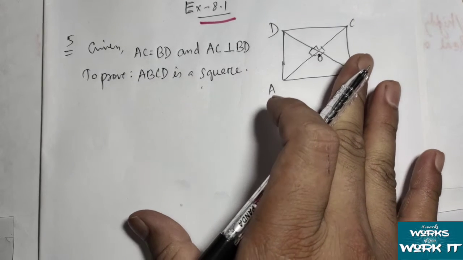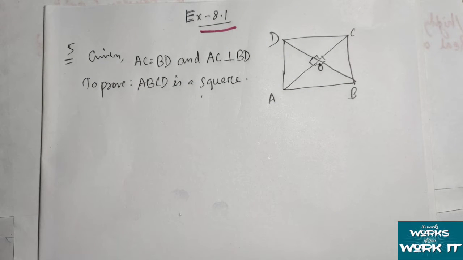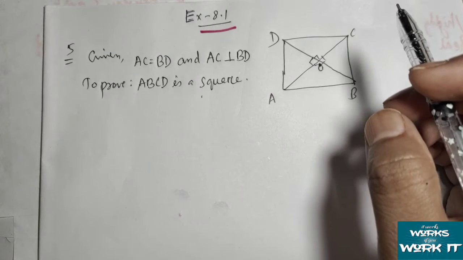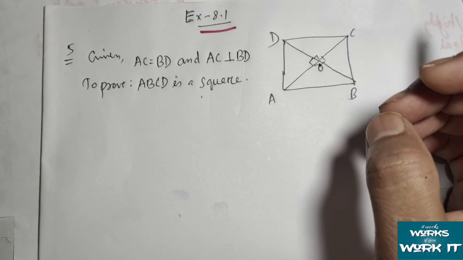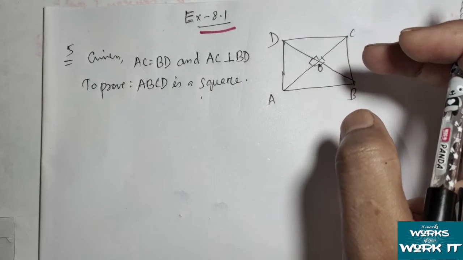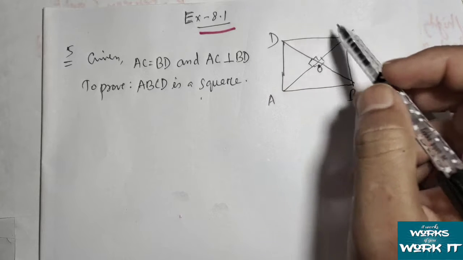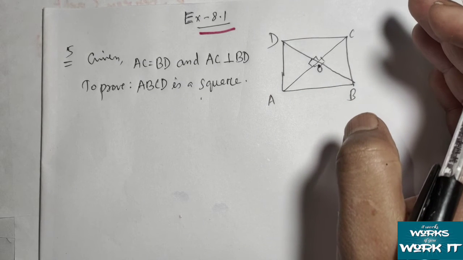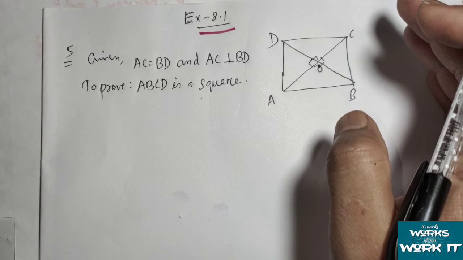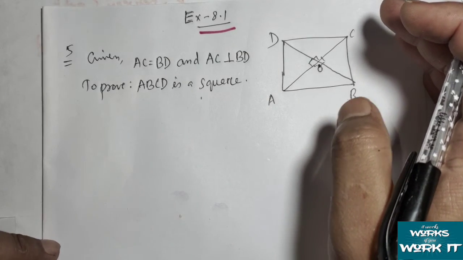If you have seen my earlier video, in the beginning of this chapter I made one video about the concept and the properties of various quadrilaterals. There we have seen that a square should have all sides equal, and any one of the corner angles made by the vertices of the square should be 90 degrees. If we show that, then we can directly write that ABCD is a square. Okay, so let's start our solution.